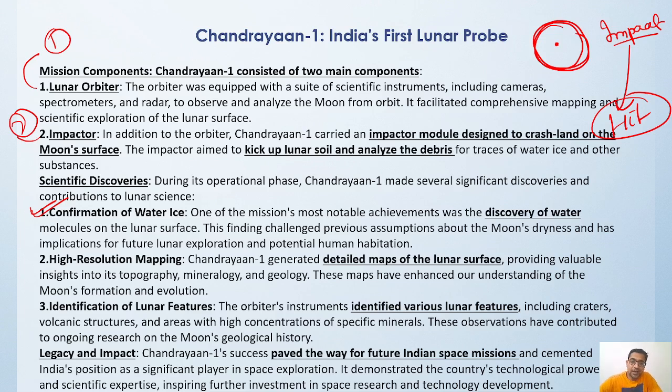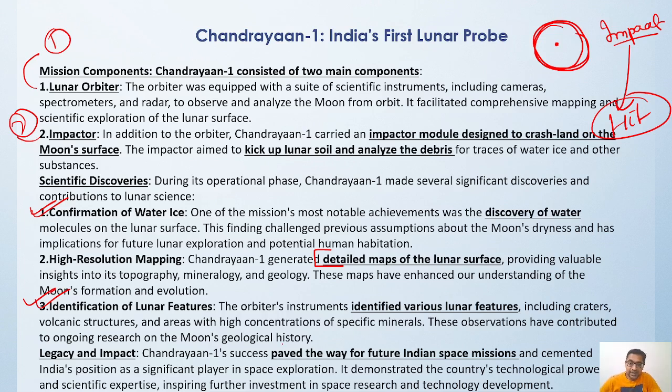Chandrayaan 1 also created a detailed map of the lunar surface regarding its topography, mineralogy and geology. This has further enhanced our own understanding, and now we have indigenous data for all these things. It even identified some lunar features like craters, volcanic structures and various types of minerals present there, because we sent certain instruments along with it. And then legacy and impact.